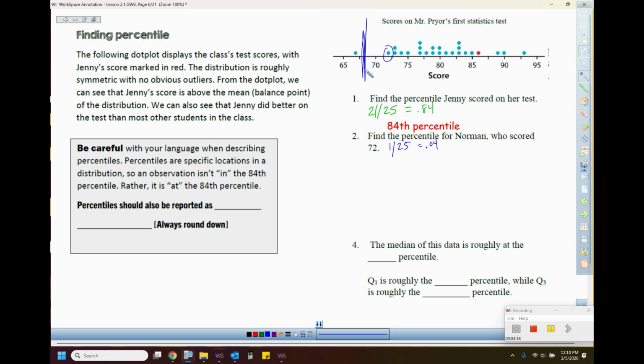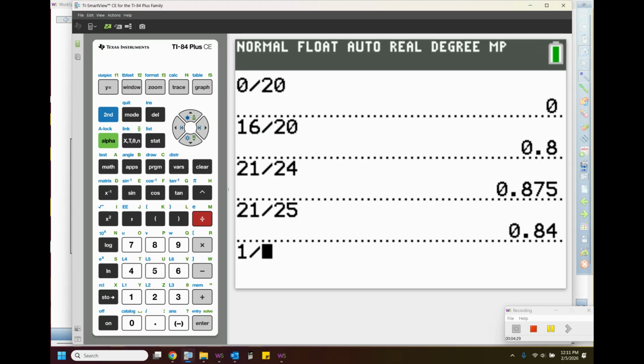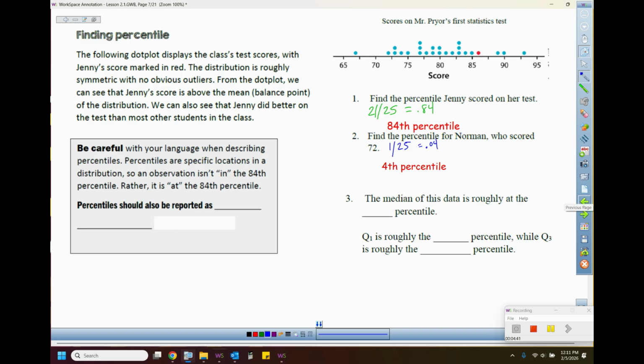So if we divide that, 1 divided by 25, do you see how I got that 0.04? What would that be if we moved it 2 decimal places to the right? 4 or 40? 4. So he's in the 4th percentile. And the basic idea is the lower you are on the dot plot, the lower your percentile is going to be, right? There's not that many dots lower than you.